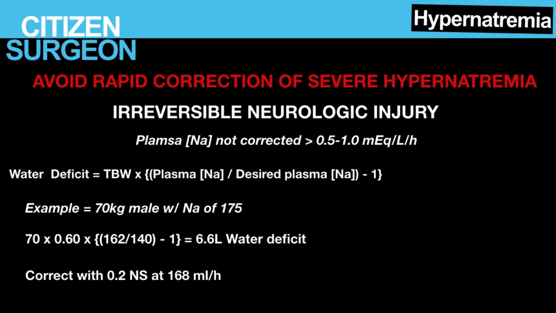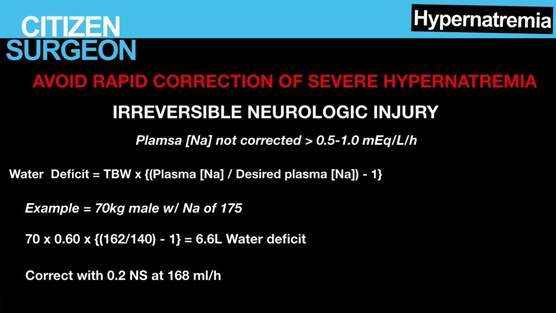And again, we want to avoid rapid correction of severe hypernatremia, and so this can lead to irreversible neurological injury. So I don't use red very often, but I used red here because I want this to stick out. So plasma sodium should not be corrected by greater than 0.5 to 1 milliequivalent per liter per hour.